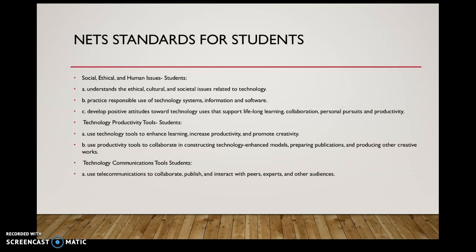The next standards that I will be addressing are social and ethical human issues, technology productive tools, and technology communication tools.